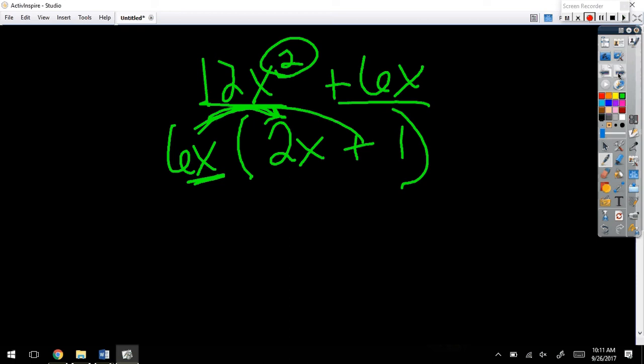So 6x times 2x equals 12x squared. 6x times 1 would be 6x. Let me show you another one.